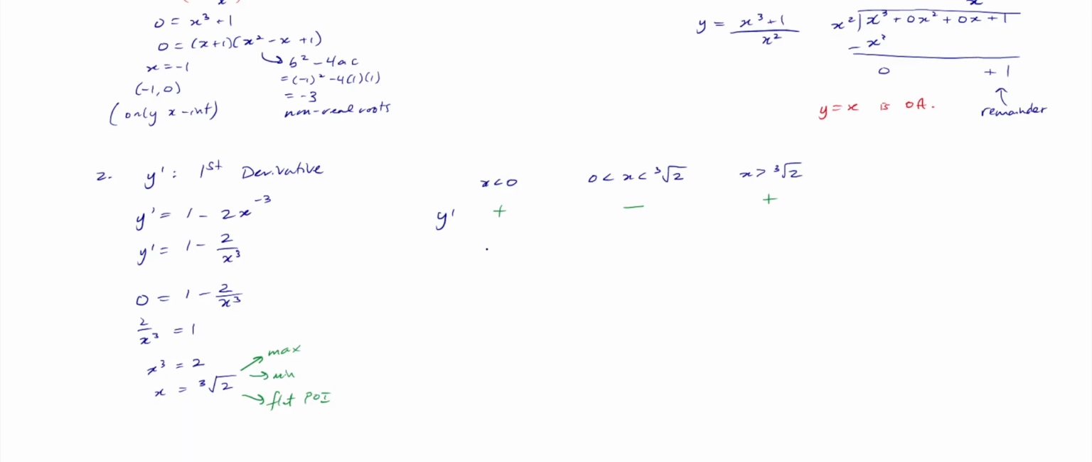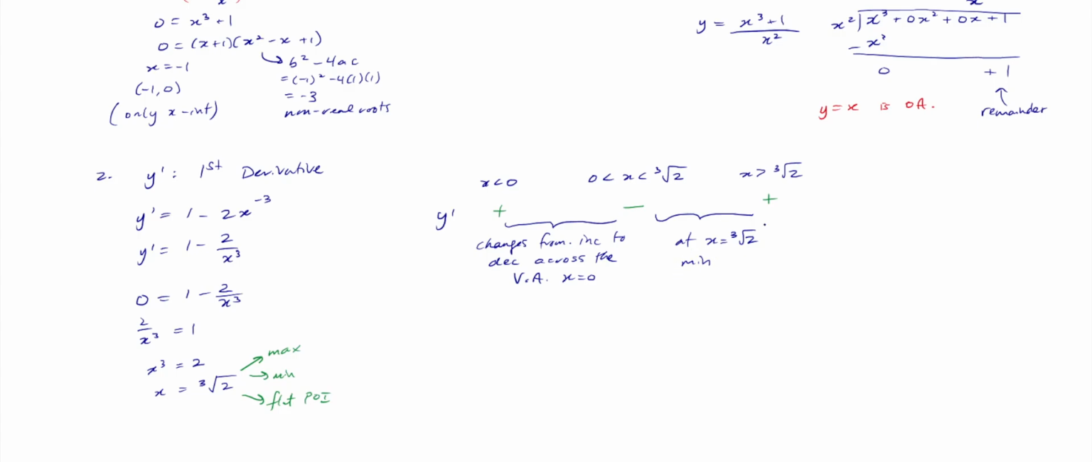So what does this tell me? Well, this tells me that the function changes from increasing to decreasing across the vertical asymptote of x equals 0. Now, remember that the cube root of 2 made the first derivative equal to 0, so it's a max, a min, or a flat POI. And there's a sign change. The function's decreasing to increasing. So that means that this right here is a minimum. So at x equals the cube root of 2, there is a minimum.